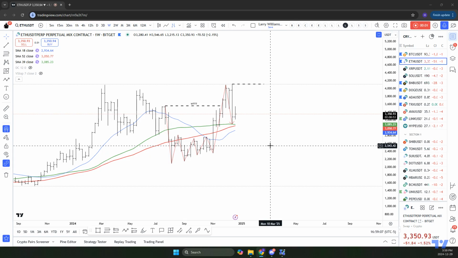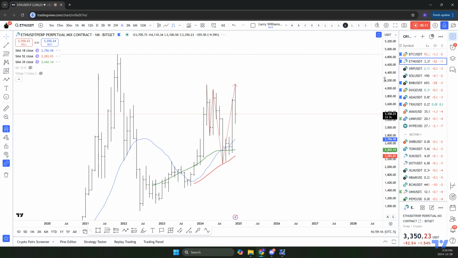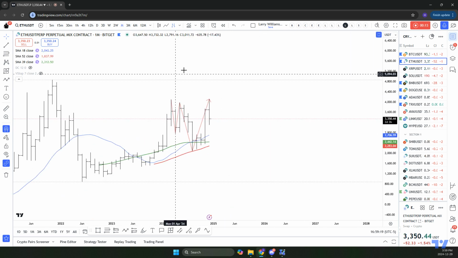All right, everybody, let's take a look at Ethereum. I'm going to show you some actionable trade setups that I'm looking at on Ethereum using price action. We're going to start by switching over to the monthly and see what this market is doing on the monthly.